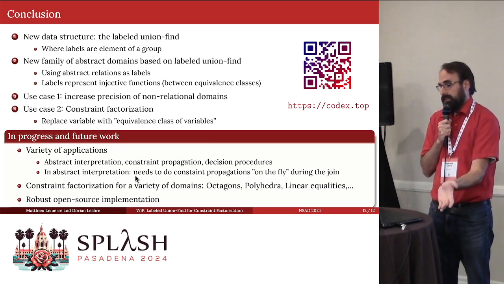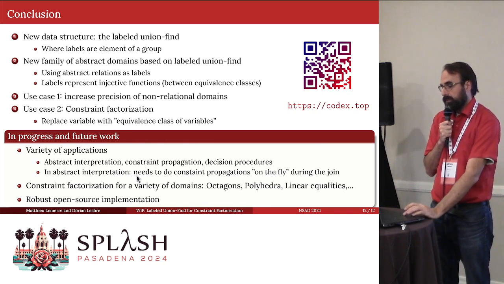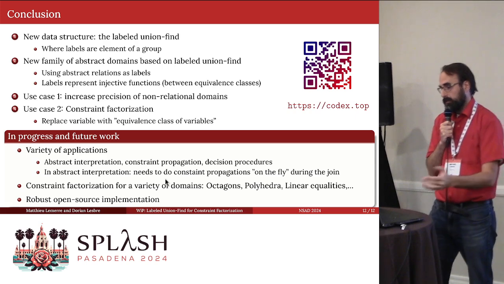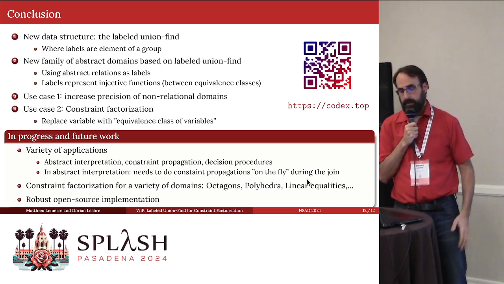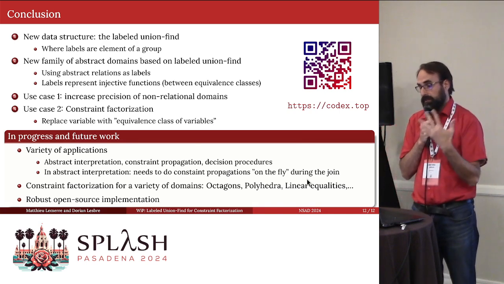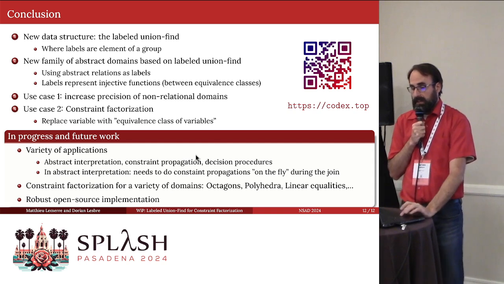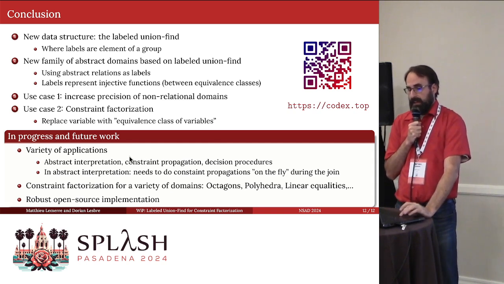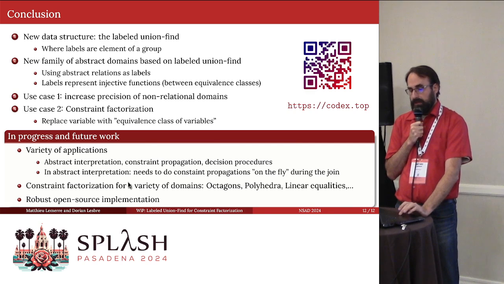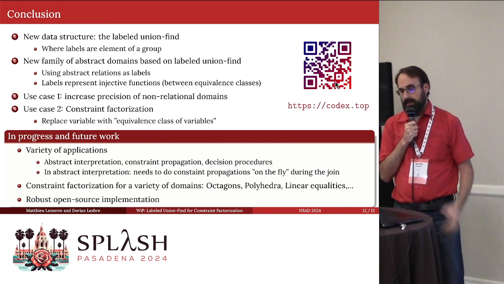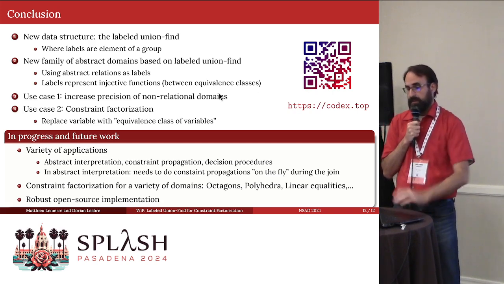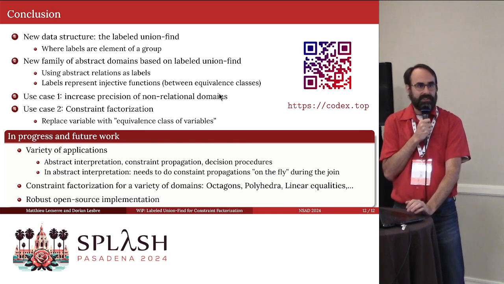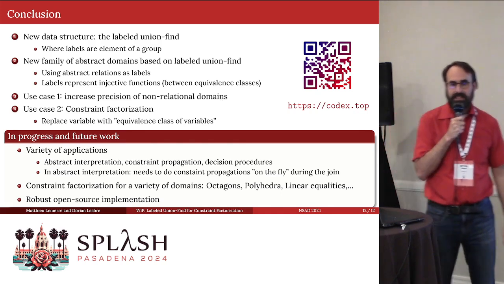So we will be interested in exploring this constraint factorization in a variety of domains, because it could work for octagons, polyhedra, linear equalities, two variable per inequality, things like that, because a subset of the domain can be represented by our labeled union find domain. And we are working on a robust open source implementation in our Codex analyzer. And we want to do some benchmarks and evaluation before having a full paper. So thanks for your attention, and I will be happy to take any questions.